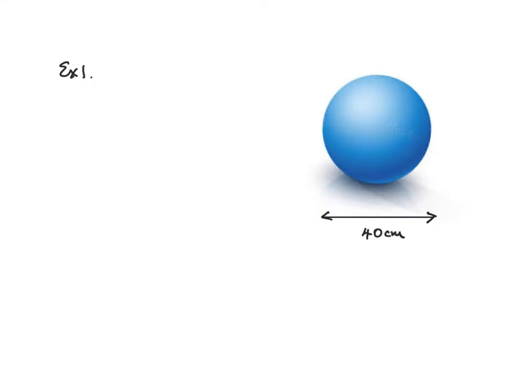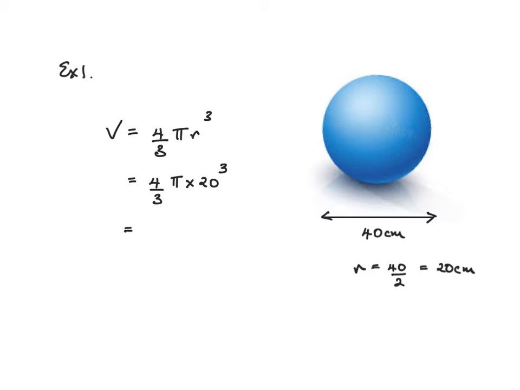So in this first example, we want to work out the volume of the sphere. The dimension that we're given is the diameter of the sphere. So the first thing we have to do is to work out the radius. The formula is volume equals 4 over 3 pi r cubed. So it's 4 over 3 pi times 20 cubed. And the answer we get is, and that will be centimetres cubed.